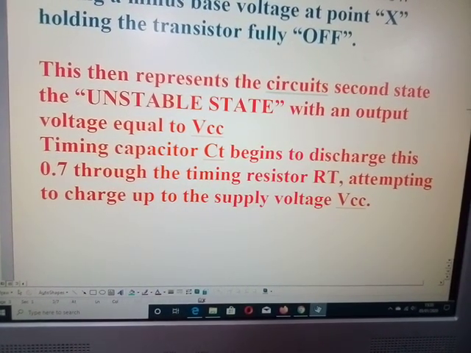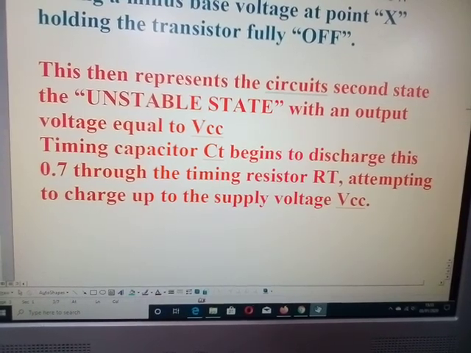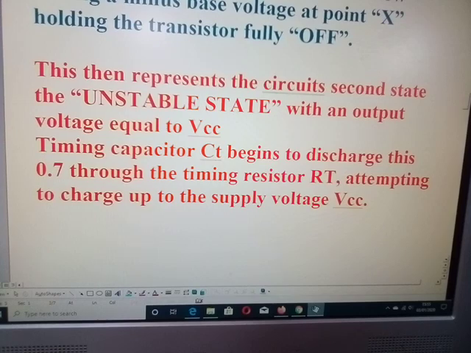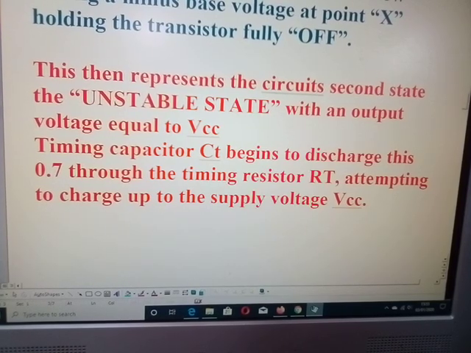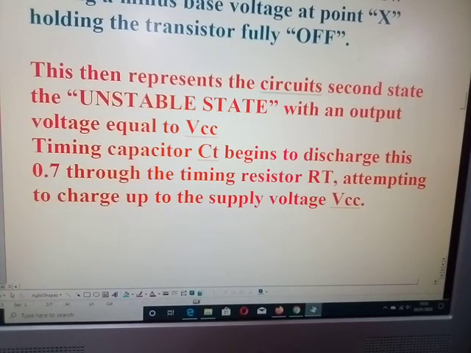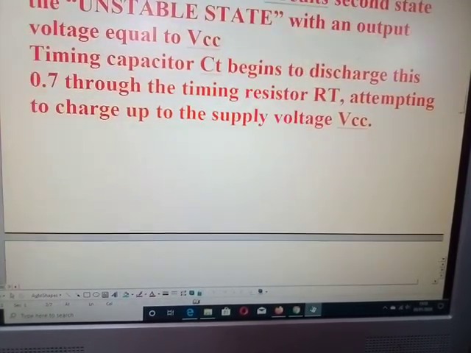Now again, 0.7 volts, if I remember correctly, is the voltage you will have across your resistor. Okay.